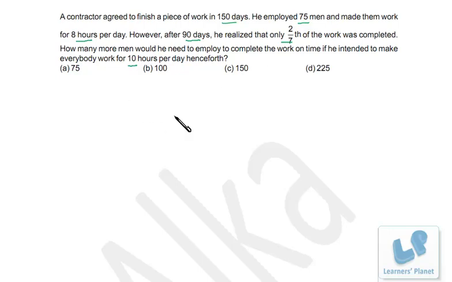Now it's very simple. You just note down the data: men, days, hours and work, right? So 75 persons, working for 90 days, 8 hours per day, are able to finish 2/7 of the work. Now what is the pending work? That's 5/7. We have to find the total number of persons to accomplish the task. Since there are 150 days and 90 days have already been utilized, we are left with 60 days, and the persons are working for 10 hours per day. So this is the data that we have presented here.